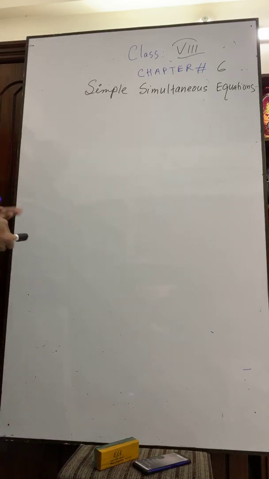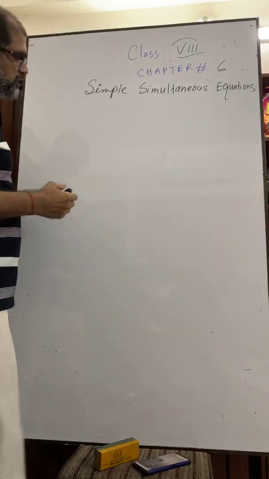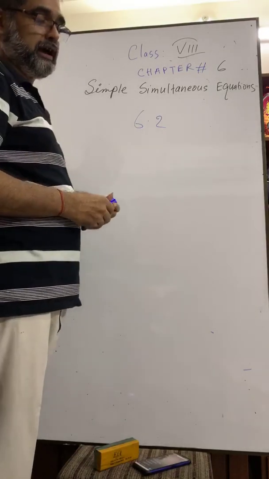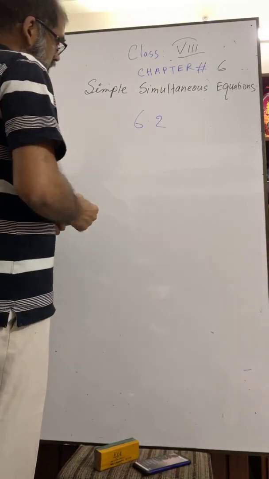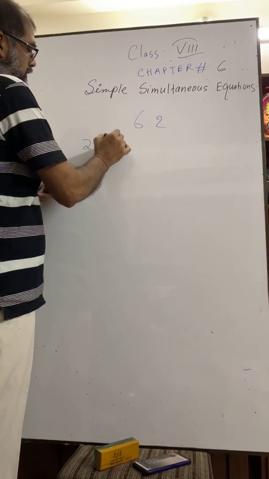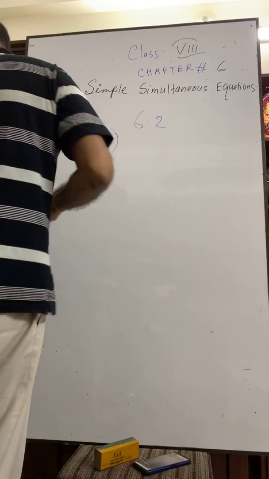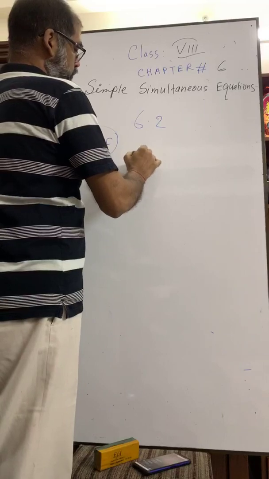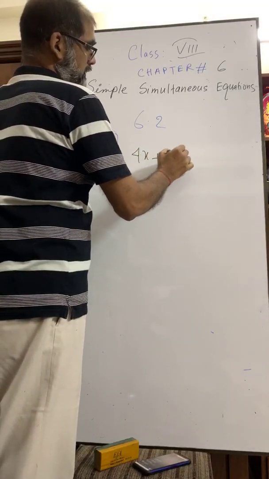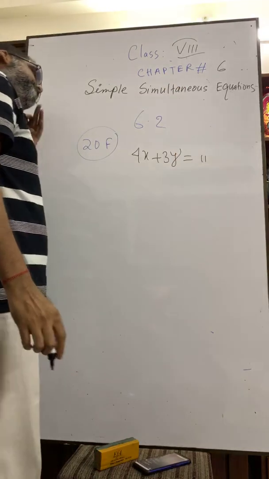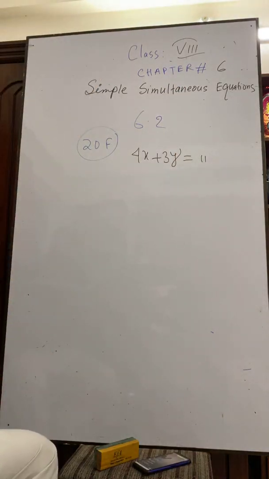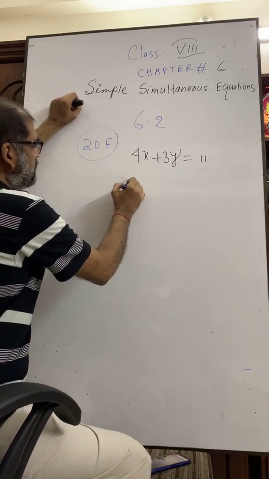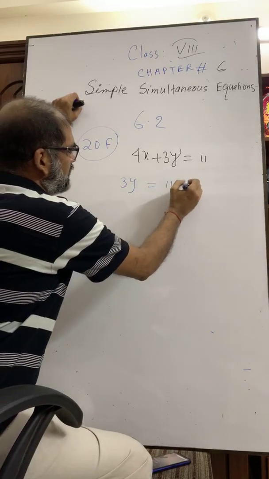I am going to do a math from exercise 6.2. I hope all of you will pay 100% attention now. Question number 20. 4x plus 3y equals 11. Okay, so what is to be done? Actually, we normally write down 3y equals 11 minus 4x.